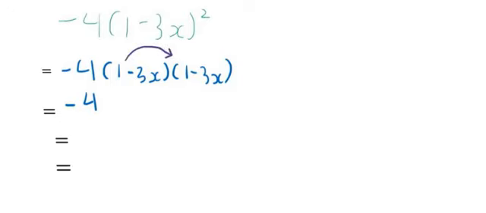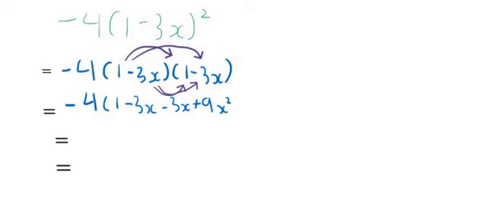1 times 1, well, 1. Then 1 times minus 3x, well, it's minus 3x. Then minus 3x times 1, still minus 3x. Now, minus 3x times minus 3x. So this will be positive, because minus times minus equals positive. Then 3 times 3 is 9, and x times x is x squared. So it's plus 9x squared.